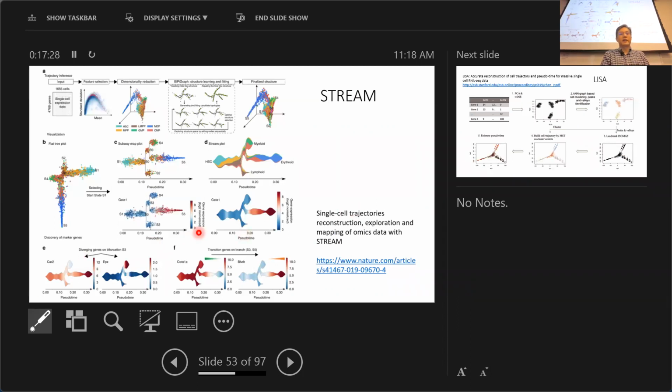This is another algorithm called Stream. So that's a pipeline. I'm not going to go into details. There's a link for the paper. I don't hear about people using this package.